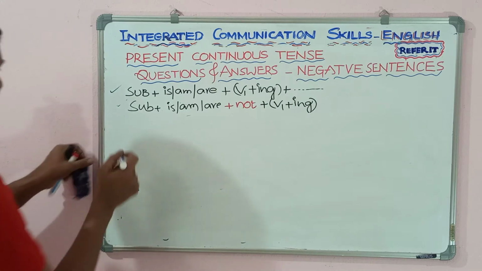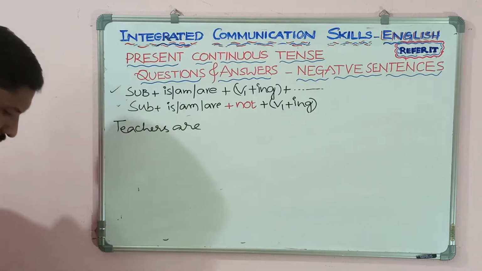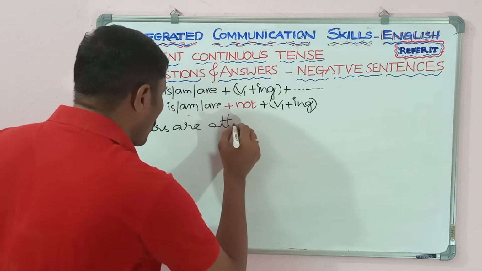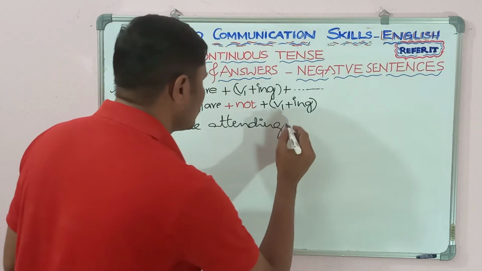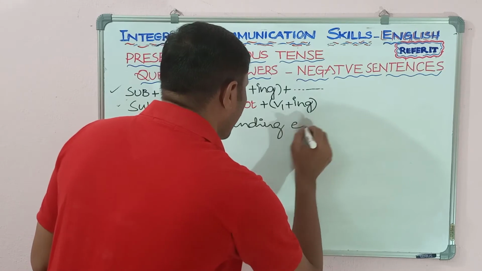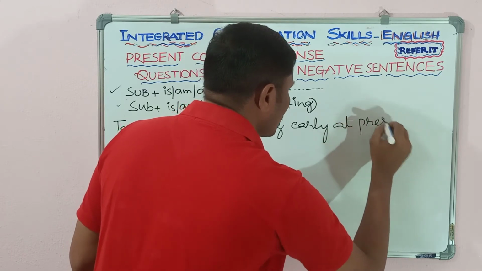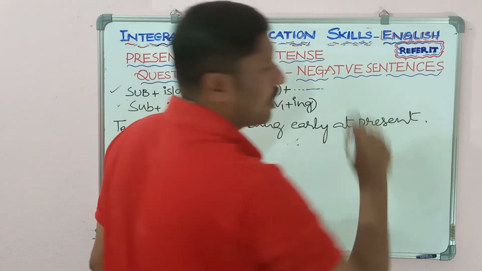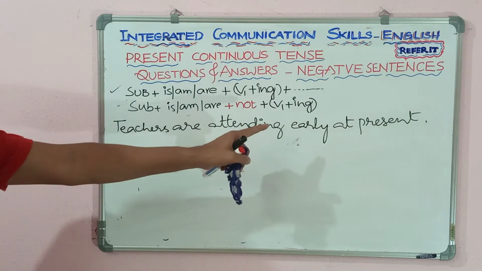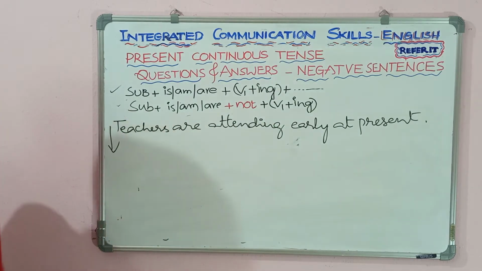Next one. Teachers are attending school early at present. Okay, this is the sentence. Teachers are attending early at present. So here let me write question for this, and then we can go to write negative sentence.